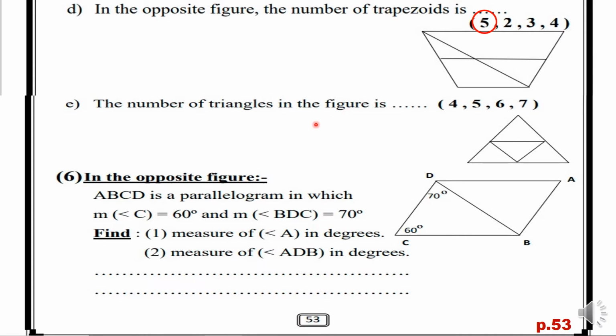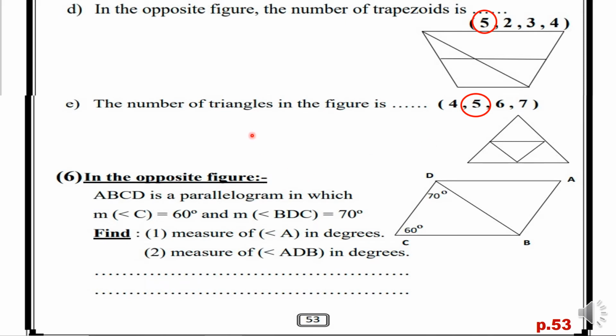In letter E, the number of triangles in the figure is. Let's count. The first one, the bigger one, 1, and then I have 2, 3, 4, 5. So I have 5 triangles in this figure.